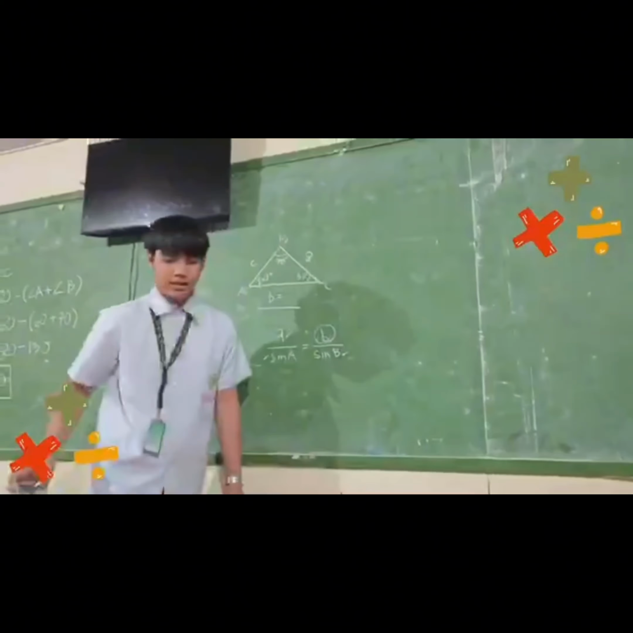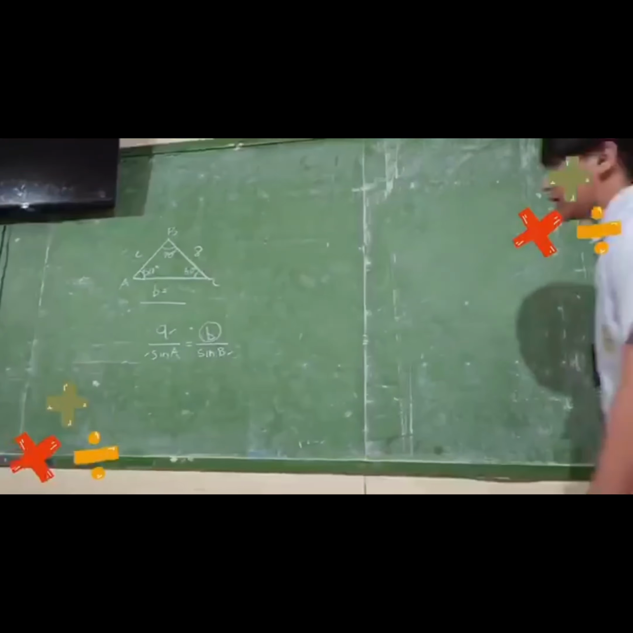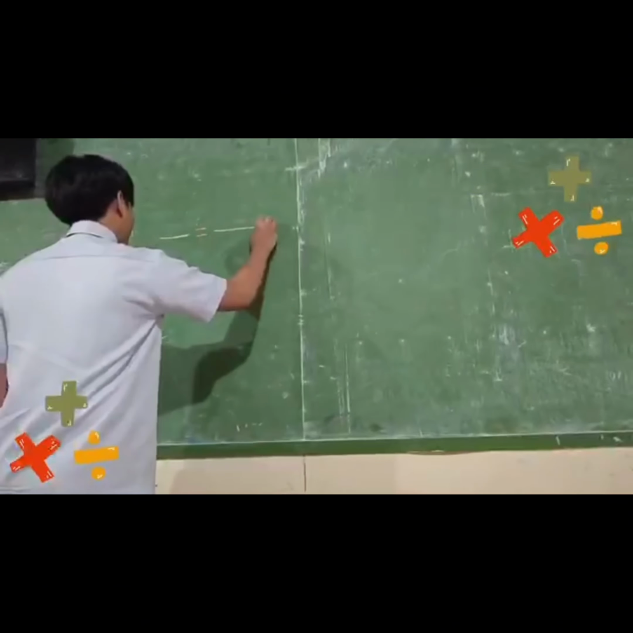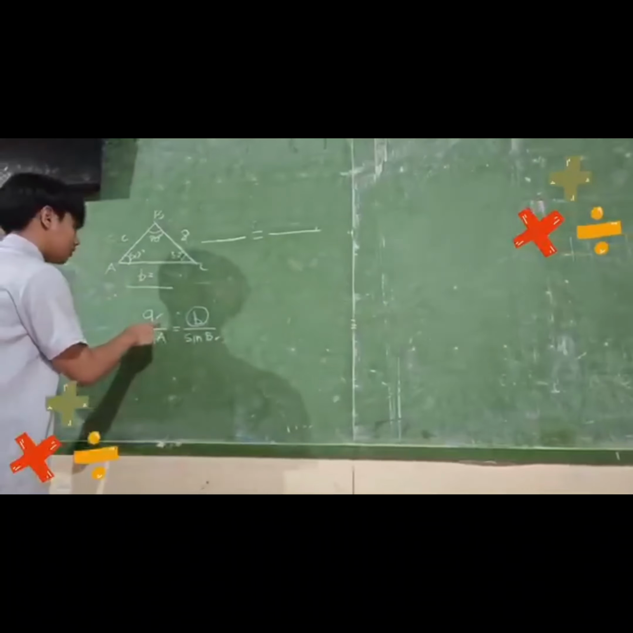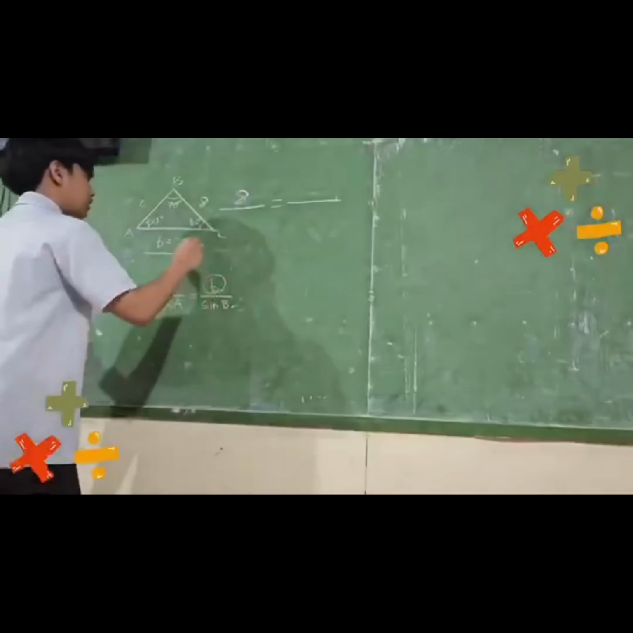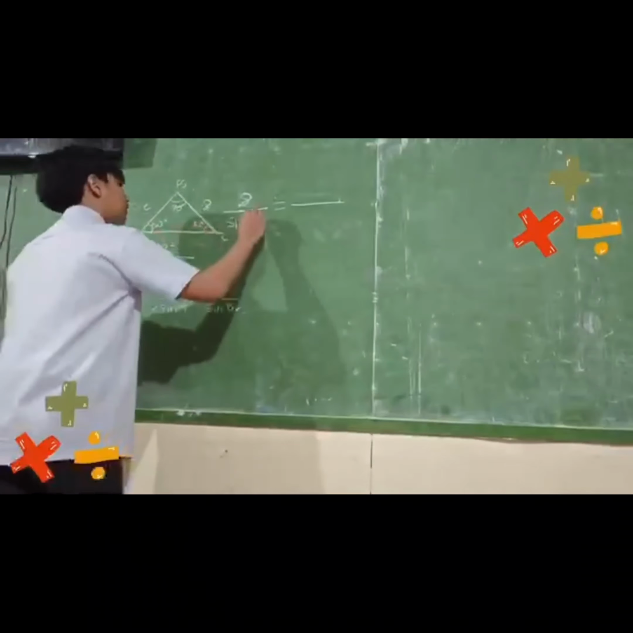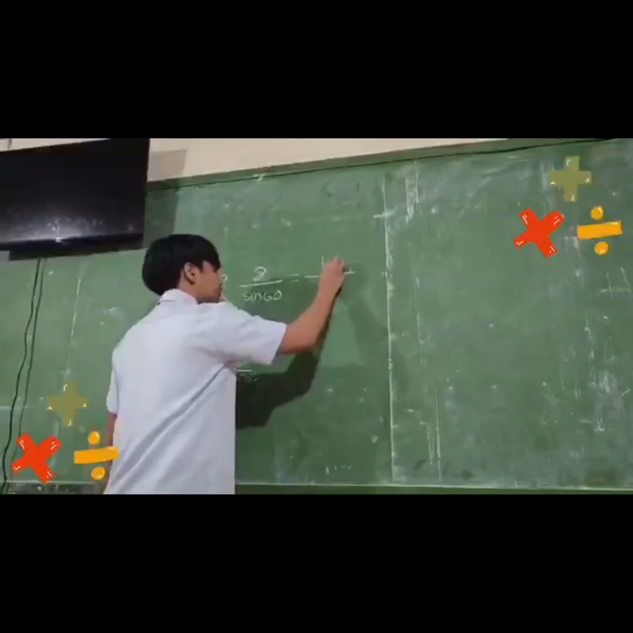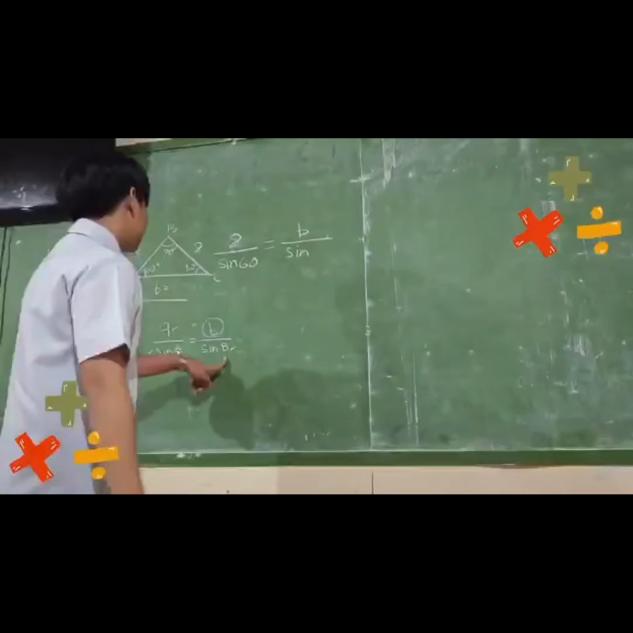Since we're going to find the measurement of line B, we're going to do it like this. Let's substitute now. A has the value of 8, so 8 over sine, and the angle of A has the value of 60. And here we're going to put B since B is still not found, and then over sine, the angle of B is 70.